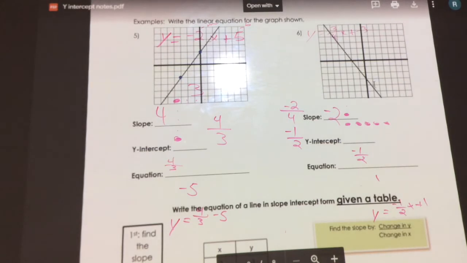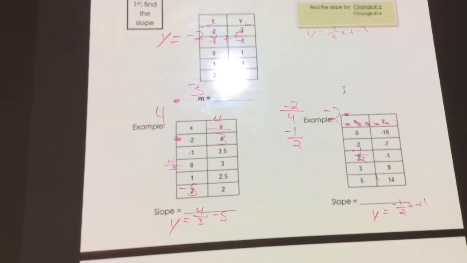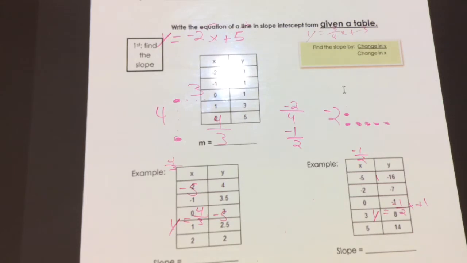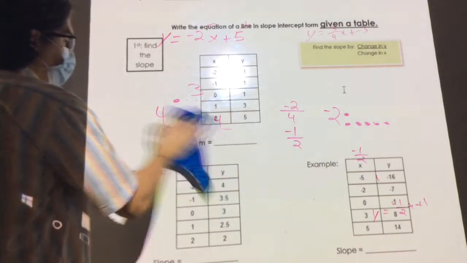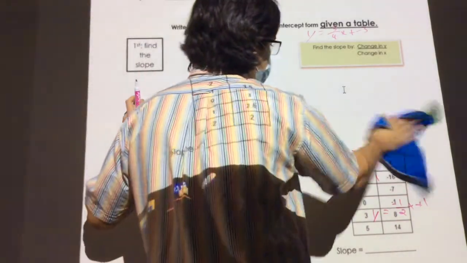Okay, so the second page, 5 and 6 are the exact same thing. I'm going to move past them so that I can cover all of the notes. Are we okay with that? This next part, it says write the equation for the slope given a table. Now, notice for this particular table, we cannot find slope by doing rise over run. However, you have 2 different methods to do it.